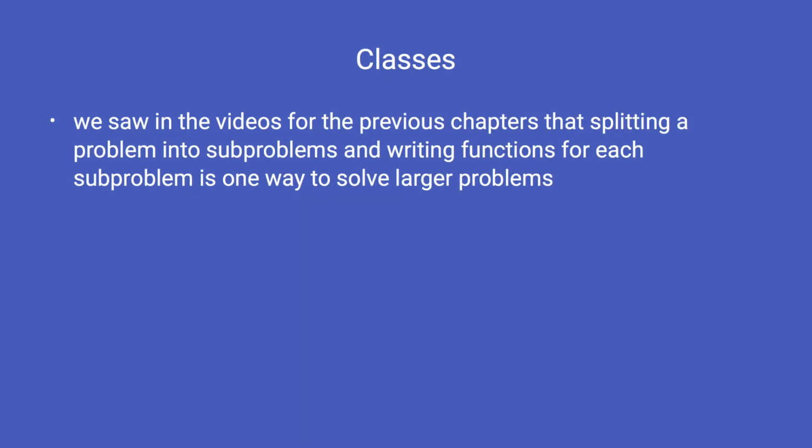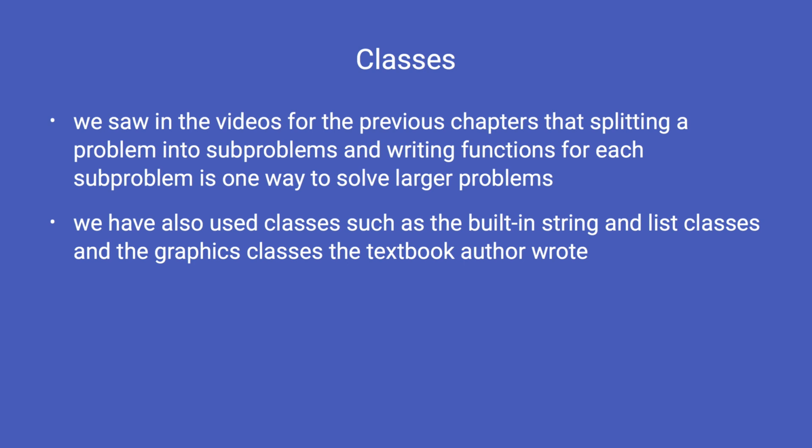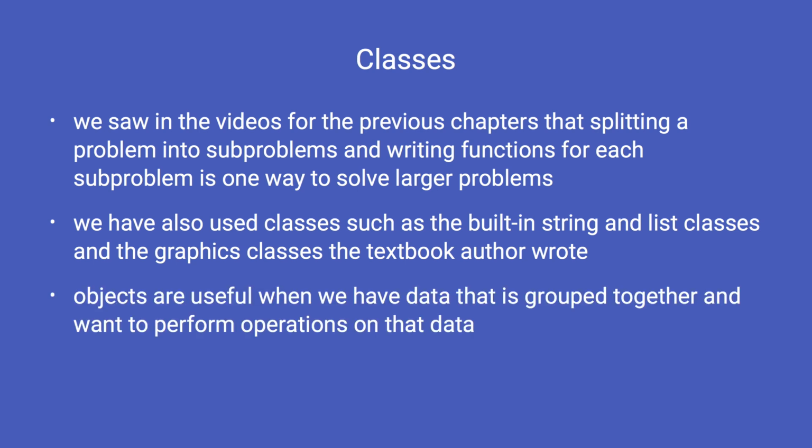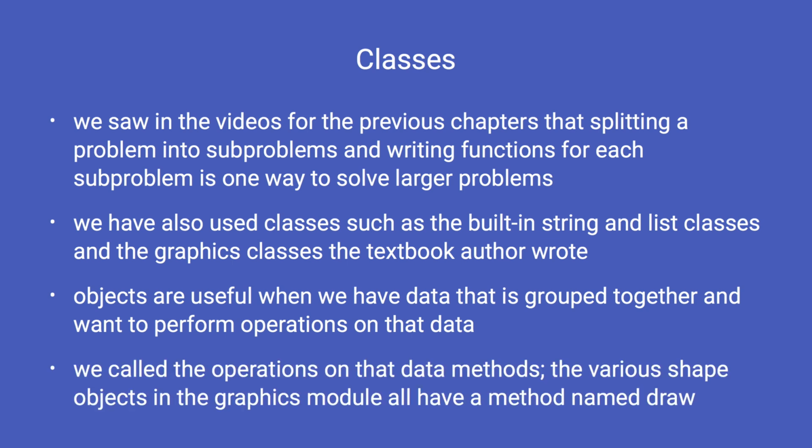We saw in the videos for the previous chapters that splitting a problem into subproblems and writing a function for each subproblem is one way to solve larger problems. We have also used classes such as the built-in string and list classes and the graphics classes the textbook author wrote. Objects are useful when we have data that is grouped together and want to perform operations on that data. We call the operations on that data methods. For example, the various shape objects all have a method named draw that operates on that object and the graph window it is passed to draw it in the window.